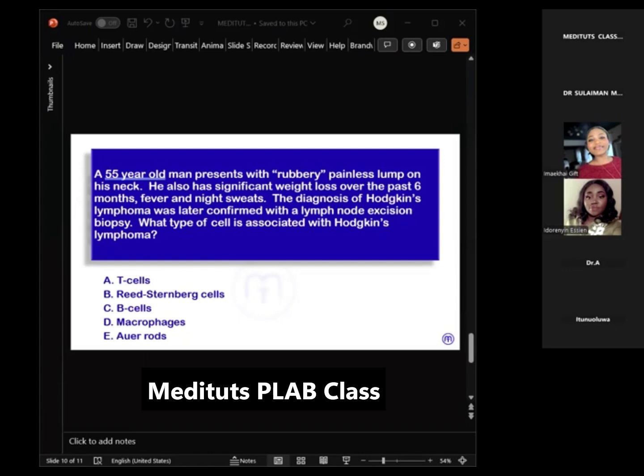A 55-year-old man presents with a rubbery, painless lump on his neck. He also had significant weight loss over the past 6 months, fever and night sweats. The diagnosis of Hodgkin lymphoma was later confirmed with a lymph node excision biopsy. What type of cell is associated with Hodgkin's lymphoma? A, T cells; B, Reed-Sternberg cells; C, B cells; D, macrophage cell; E, Auer rod. Answer is B, Reed-Sternberg cells.